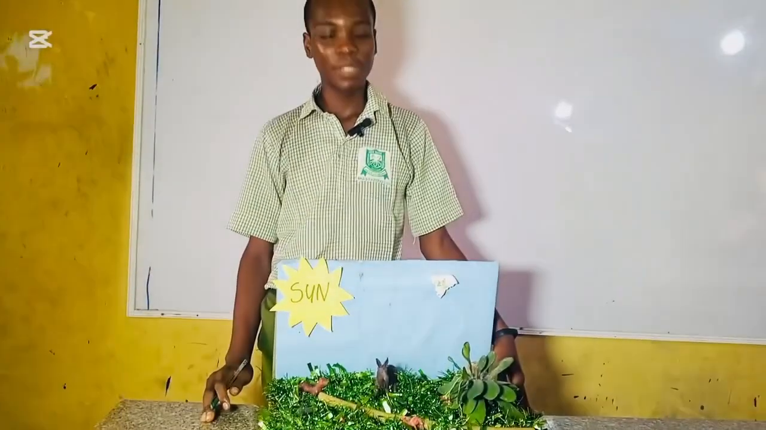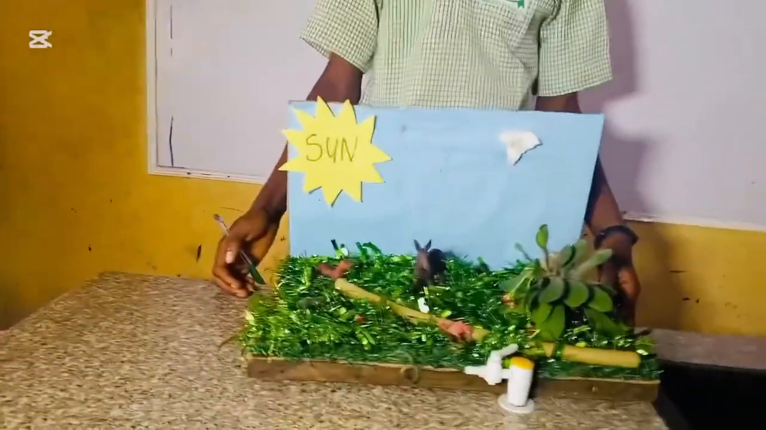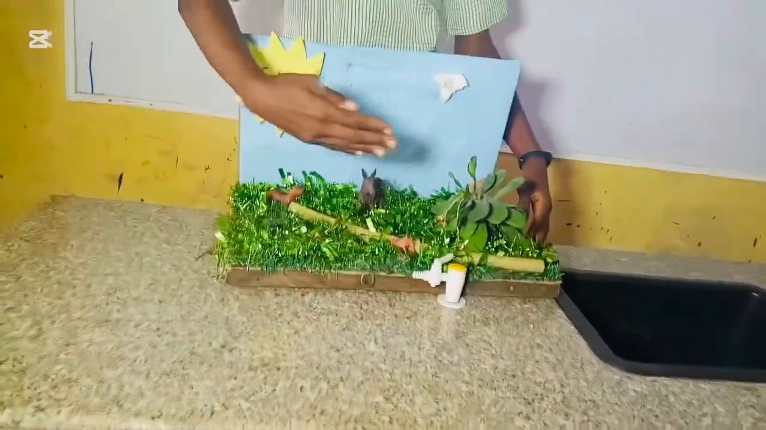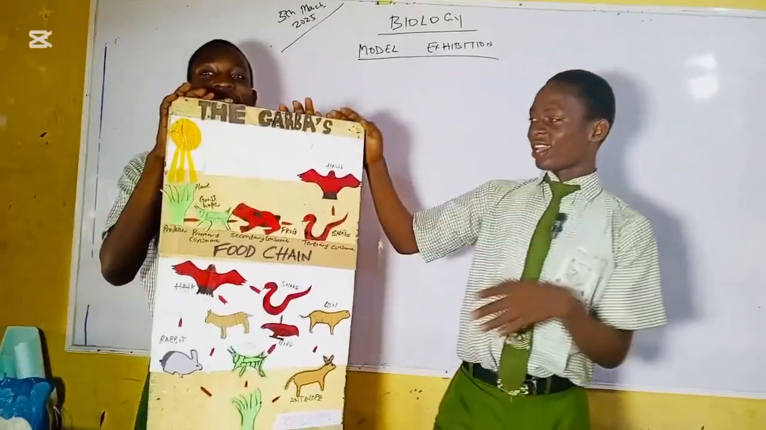Then the abiotic components, that's the sunlight and in this place, including the rock. This is the water flowing through the ecosystem, and these are the animals. We have the food chain and food web.